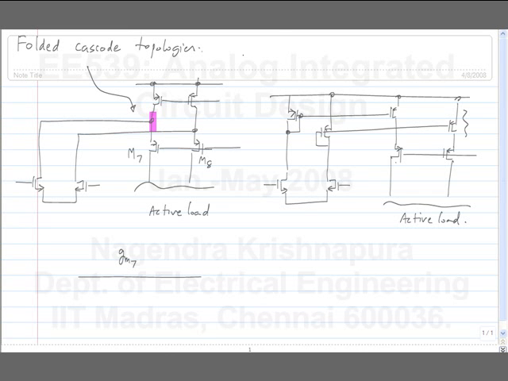So there is CGS of this transistor and the drain capacitance of this transistor, and the source capacitance of M7. Okay, that's the order of magnitude of the pole. What is it in this case?